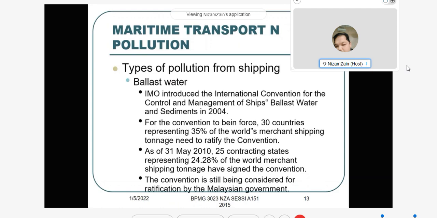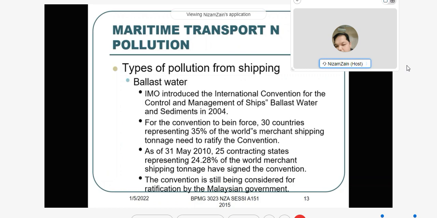So maritime introduced in 2004 the International Convention for the Control and Management of Ships' Ballast Water and Sediments. So they have procedures and ways to control and manage the ballast water of the ship and the sediments. Okay, for the convention to be enforced, 30 countries representing 35% of the world merchant shipping tonnage need to ratify the convention. Ratify means need to agree on the convention.